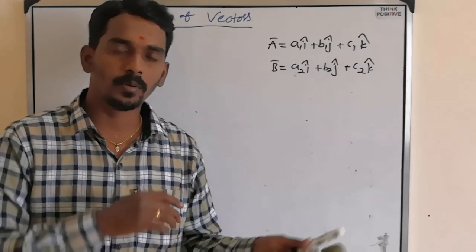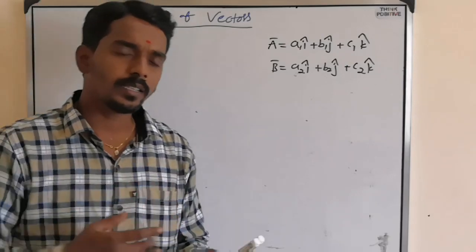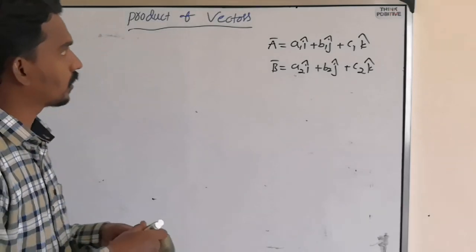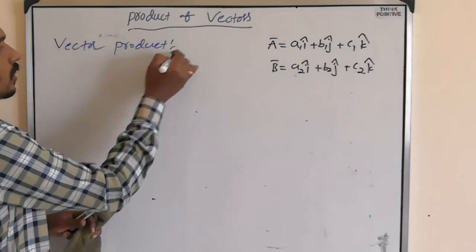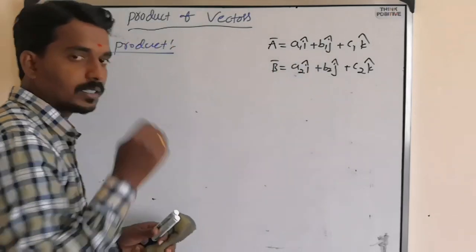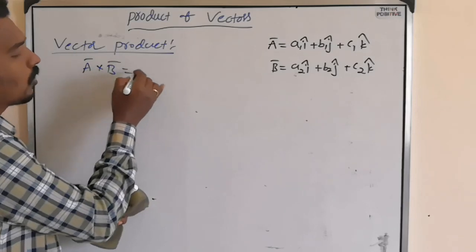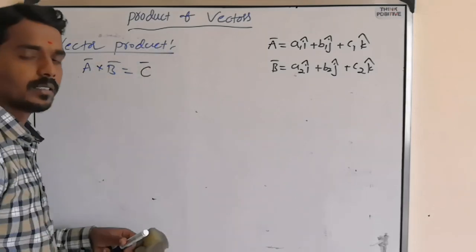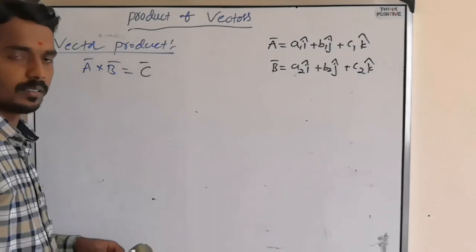Last class we studied the dot product or scalar product. Today let us understand the second part of product of vectors, that is vector product, the vector or cross product, where you consider two vectors, the same as last time. Now, A bar cross B bar is called the vector product of A bar and B bar, which results in another vector, let's say C bar.